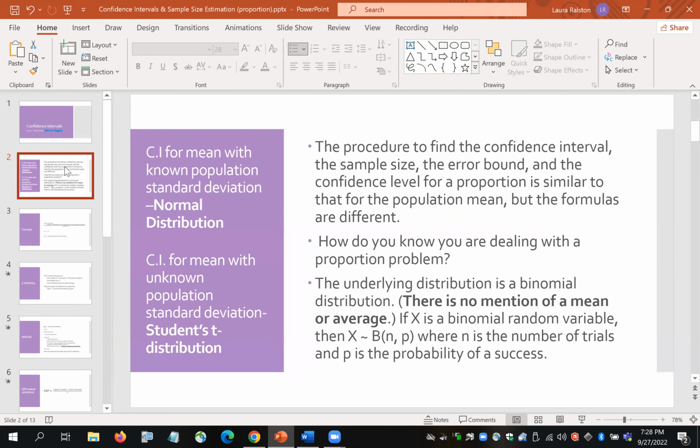And again, the process is the same. The formulas are a little different. And then you have to be able to identify that you're dealing with a proportion. Well, there are two things you can look for. One is there is no mention in the scenario of mean or average. And secondly, there is the mention of a proportion or a percentage.